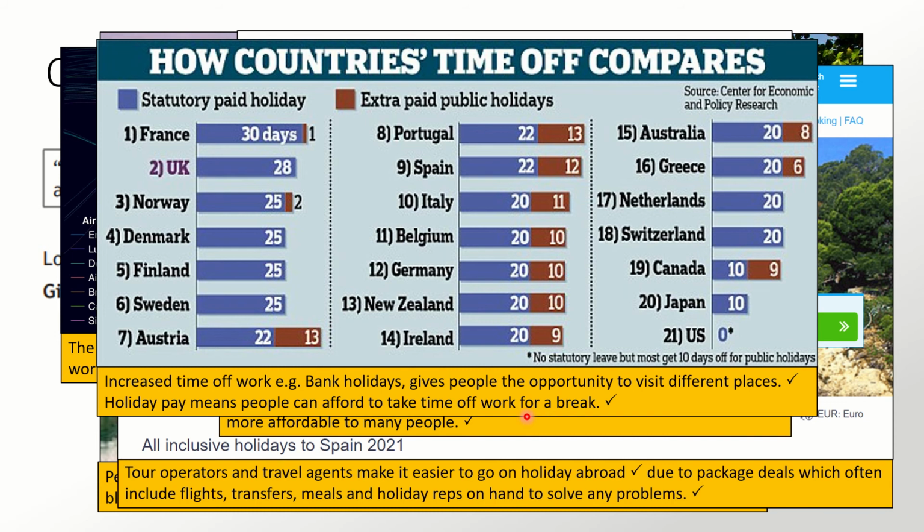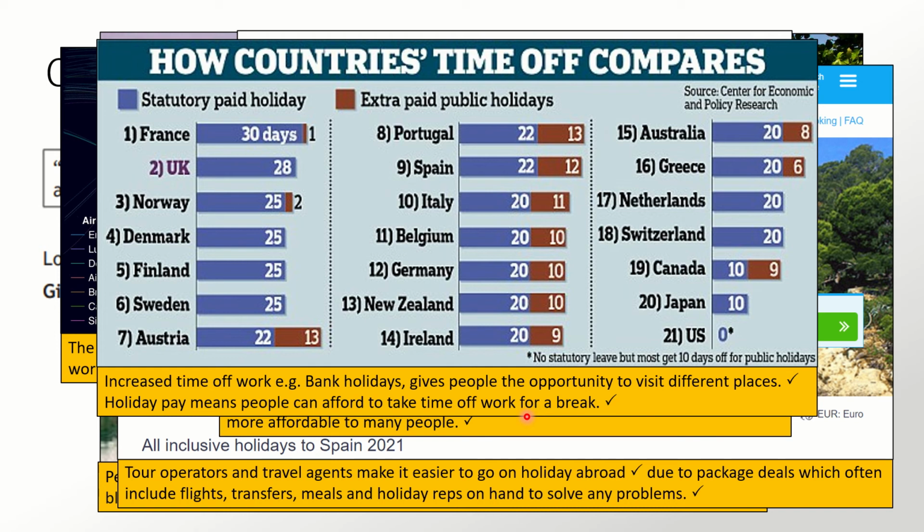Another factor that's encouraged people to go on holiday is just the fact that we have more time off work. Bank holidays and public holidays mean that people have the time to go on holiday. And people also get holiday pay, and they can afford to take time off work for a break. Now, these seem like obvious points, but they're not actually guaranteed. And it's not all countries in the world that provide bank holidays and holiday pay.